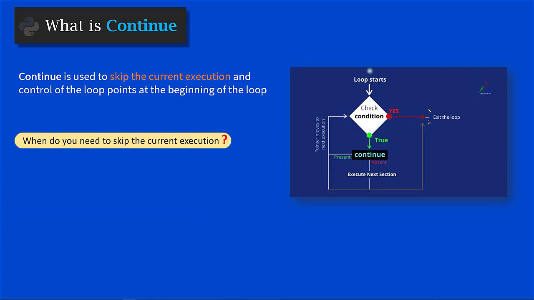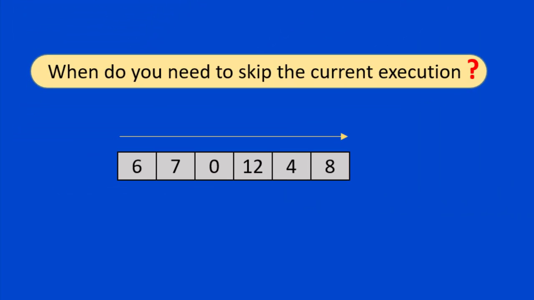So when do you need to skip the current execution? We will take the same example as we have taken in the break statement. Let's say we have a list which starts from 6 and ends at 8, and I want to traverse through each element, but if I detect 0, I want to skip that particular iteration, right? So in the normal case it will go through each element, but I want to skip the execution when it detects 0. That is our intention.